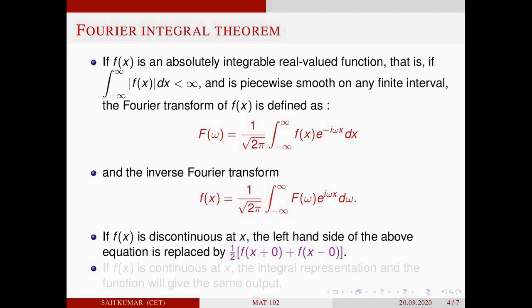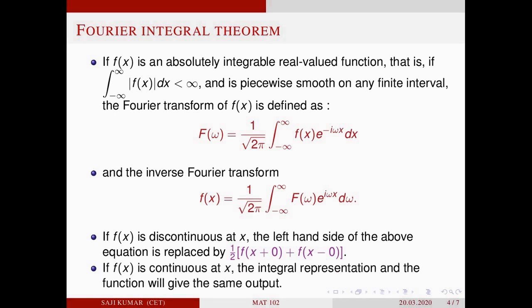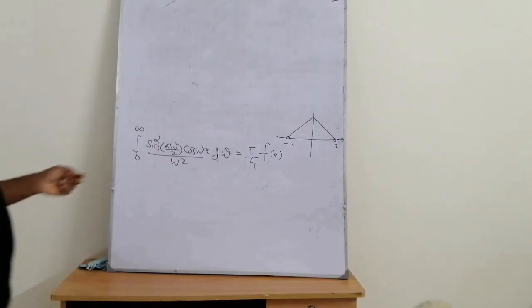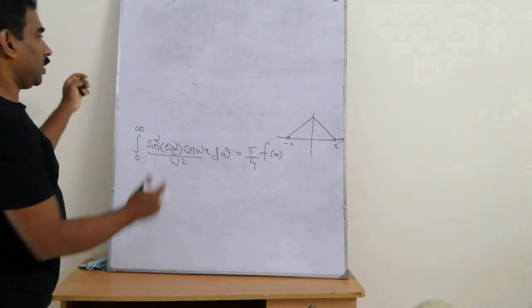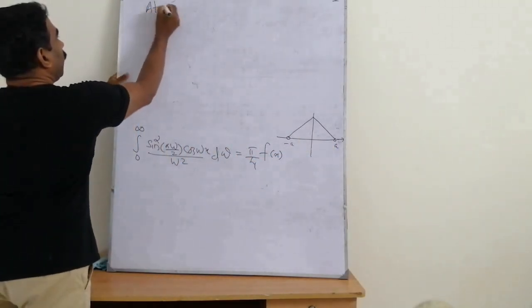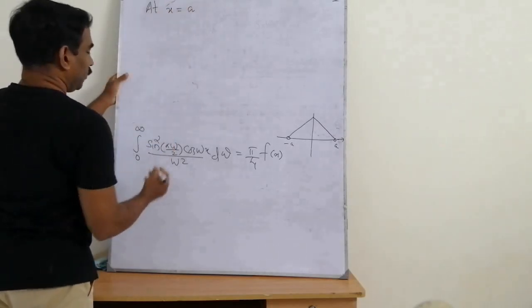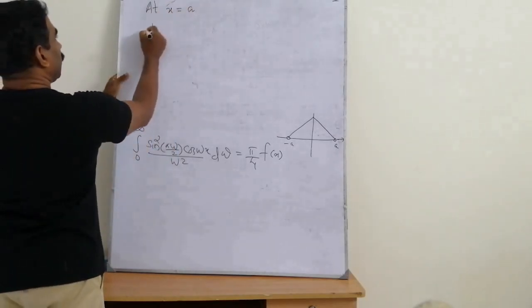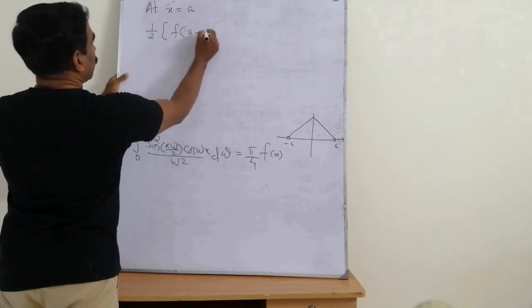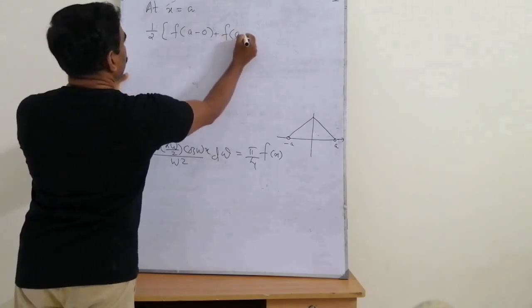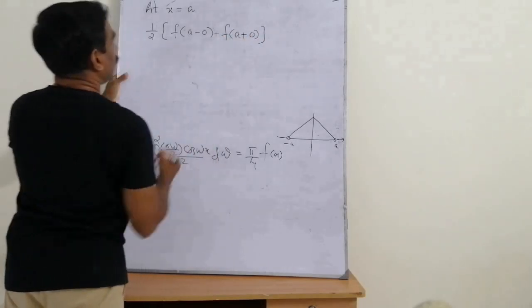If f(x) is discontinuous at x, the left hand side of the above equation is replaced by half of f of x plus 0 plus f of x minus 0. If f(x) is continuous at x, the integral representation and the function will give the same output. First, discontinuities are at x equal to minus a and plus a. See, at x equal to a, the Fourier integral converges to the average of the left hand limit and right hand limit of the function at x equal to a.